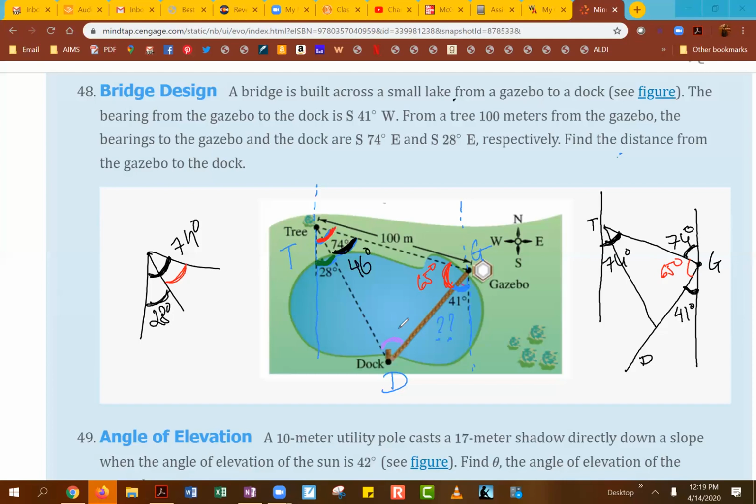Is it 69 degrees? It will be 69 degrees. Very good. So 69 degrees for that dock angle. Okay, so now that we have all our angle measurements here, we are given this side, I guess, D, which is 100 meters. Now they're asking us to find the distance between the gazebo and the dock. This distance here, so what measurement can we use for that?